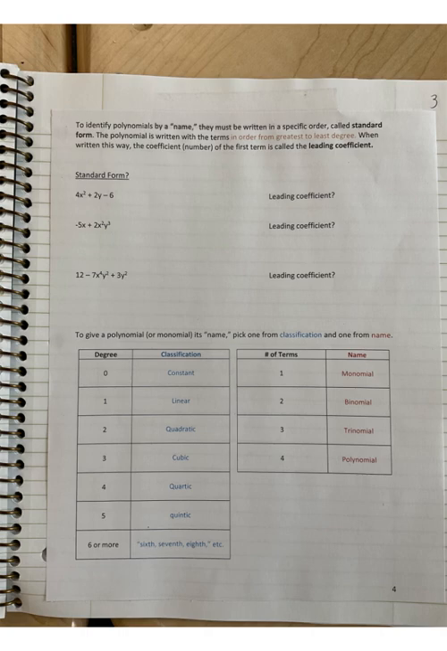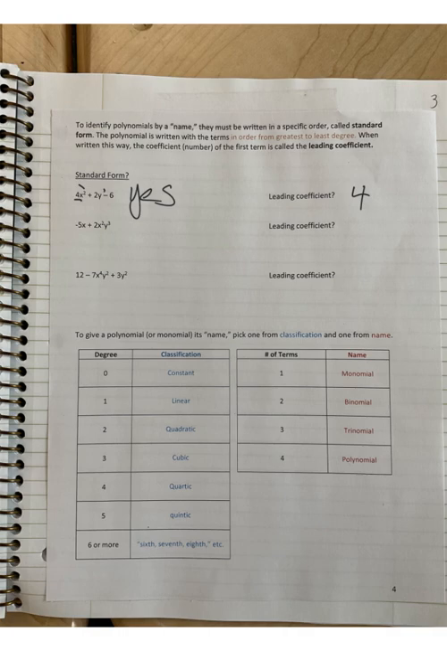So this problem here is 4x squared plus 2y minus 6. This is in standard form. It's in standard form because if you look at the exponents, you have a 2 here, and then there's that hidden 1 there. So it is going in order from greatest to least. And the leading coefficient is 4 because it is the number that is in front of the variable with the largest exponent value.